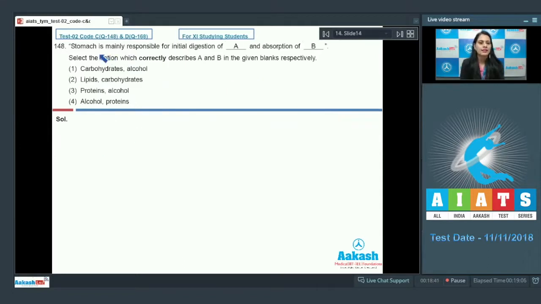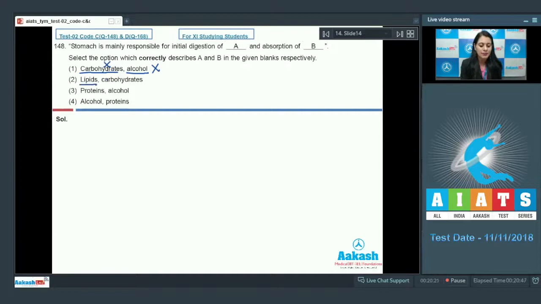Question number 148. Stomach is mainly responsible for initial digestion of A and absorption of B. Select the option which correctly describes A and B in the given blanks respectively. The very first option given is carbohydrates and alcohol, and this is an incorrect option because carbohydrate splitting enzymes are absent in gastric juice. Carbohydrate splitting initiates in buccal cavity with the help of salivary amylase secreted from salivary glands. So this cannot be a correct answer to our question.